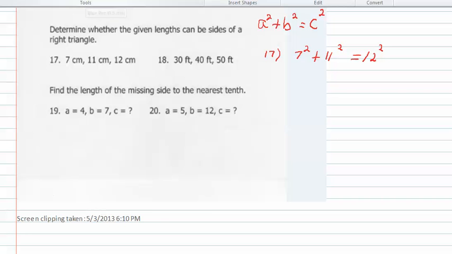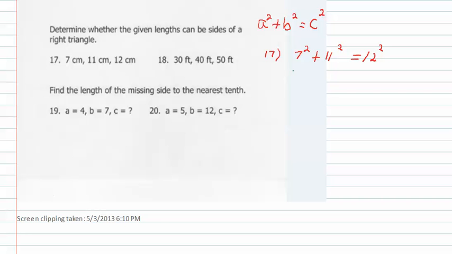And you don't need a calculator for this, because you should know 7 times 7 is 49. 11 times 11, 121. 12 times 12 is 144. And then I'm going to add 49 plus 121, so that's 170. Is 170 equal to 144? It is not, so my answer to number 17 is no, it is not a right triangle.